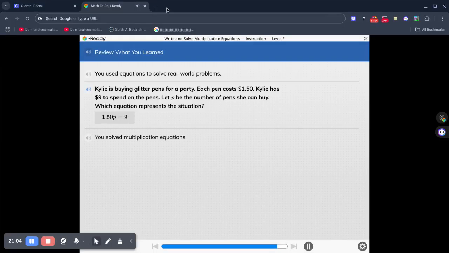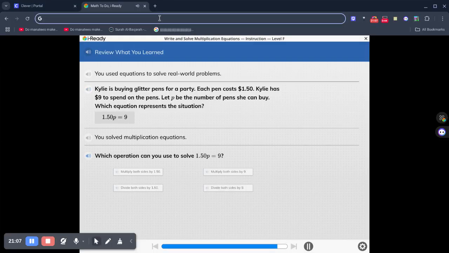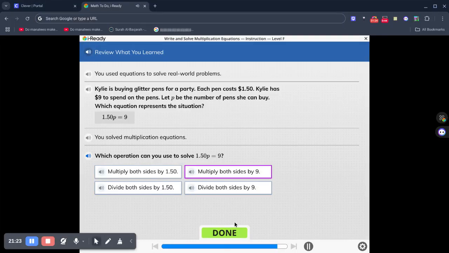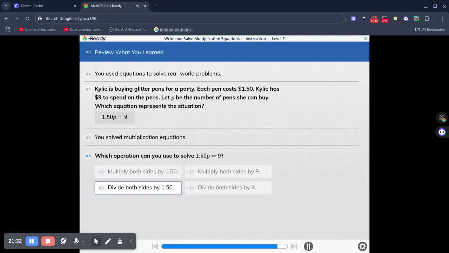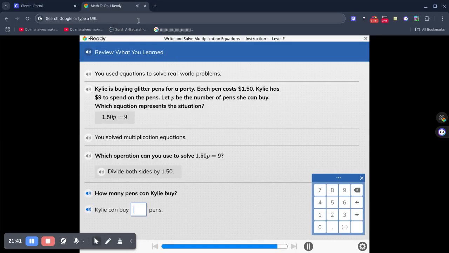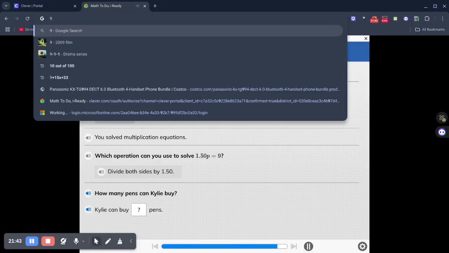You solved multiplication equations. Which operation can you use to solve 1.50P equals 9? P is multiplied by 1.50. To get P by itself, divide both sides by 1.50. How many pens can Kylie buy?